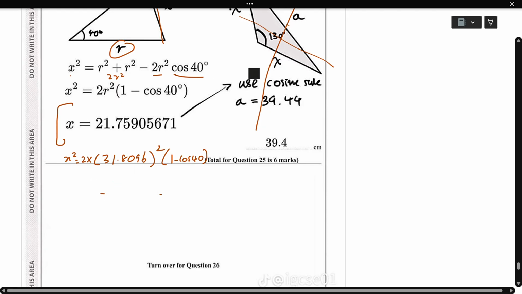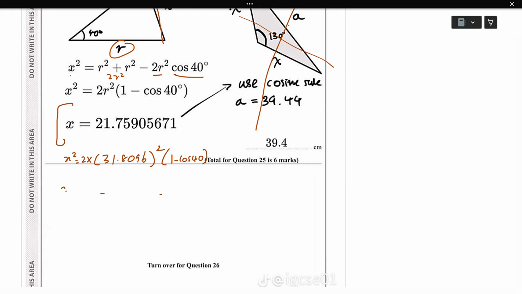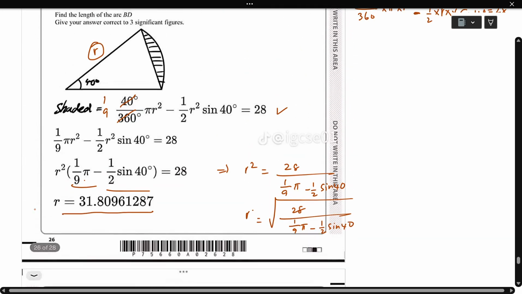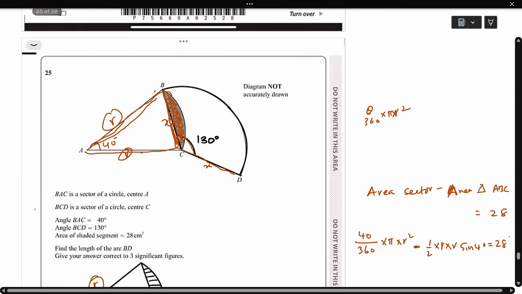The next step, this is x square, so x is going to be the square root of 2 times 31.8096 whole square into 1 minus cos 40. When you calculate, we'll get the answer 21.75905671. Okay, so this is the radius, the radius of here.